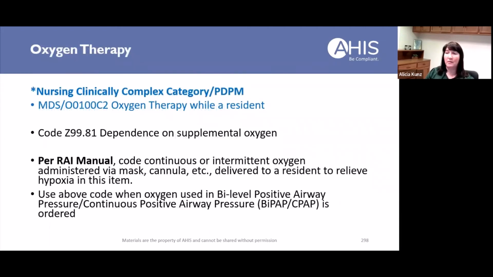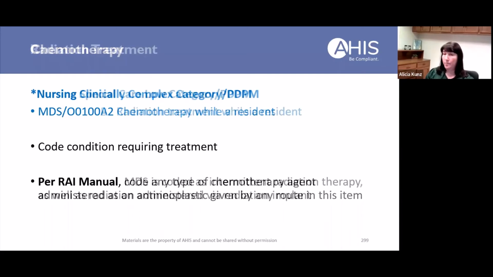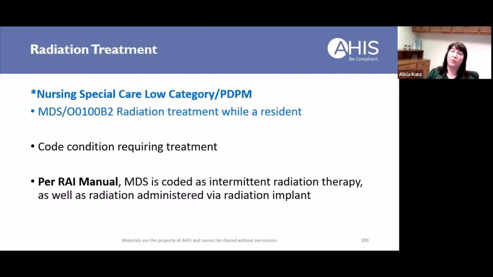Oxygen therapy will impact your nursing category, clinically complex. It's a checkbox on section O of your MDS. And you also want to code Z99.81, dependence on supplemental oxygen. And for residents with cancer who are getting chemotherapy, this will impact your nursing category. It's section O on your MDS, and you want to code the reason for the chemo, whatever the cancer is, etc. And the same thing goes for radiation.